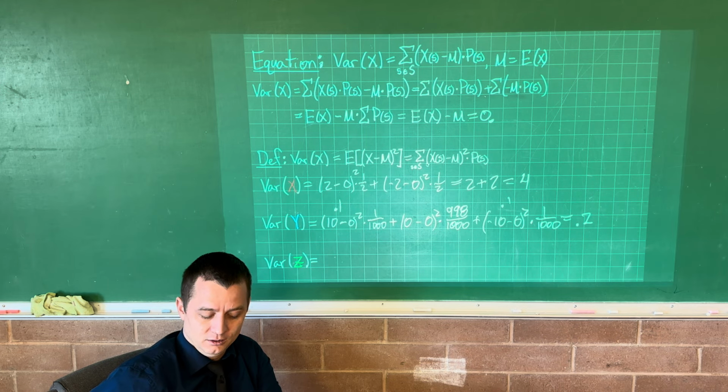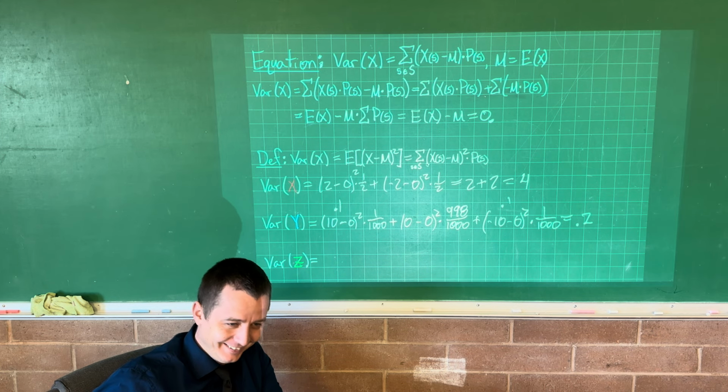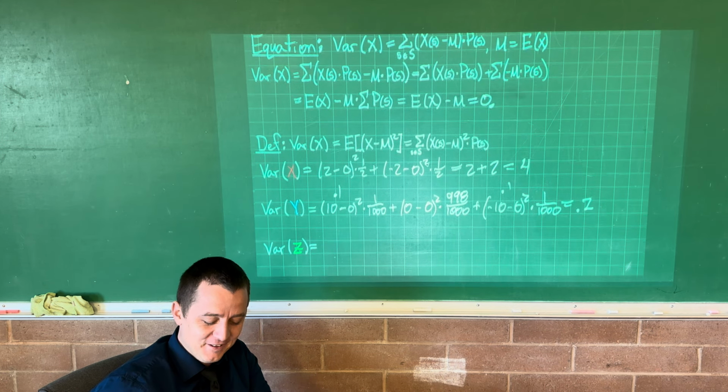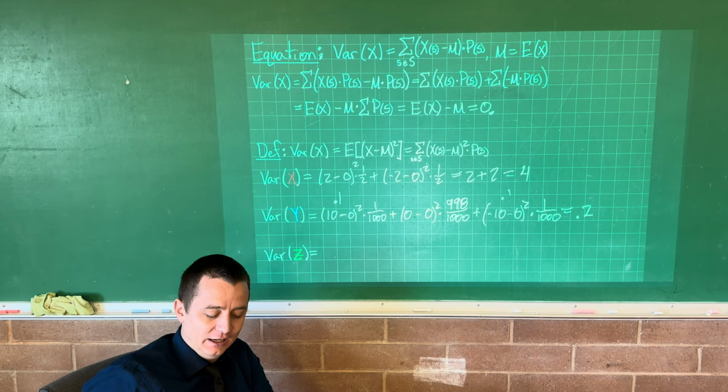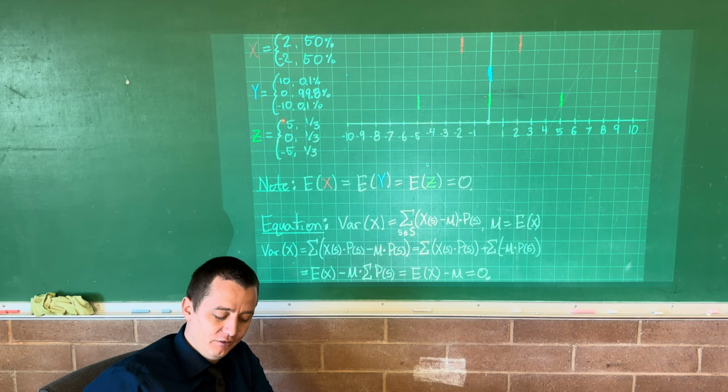That makes sense. Yeah, it makes perfect sense. This one is obviously 20 times as spread out as this one. You follow the math. Okay, finally, let's calculate the spread-outness of z here.